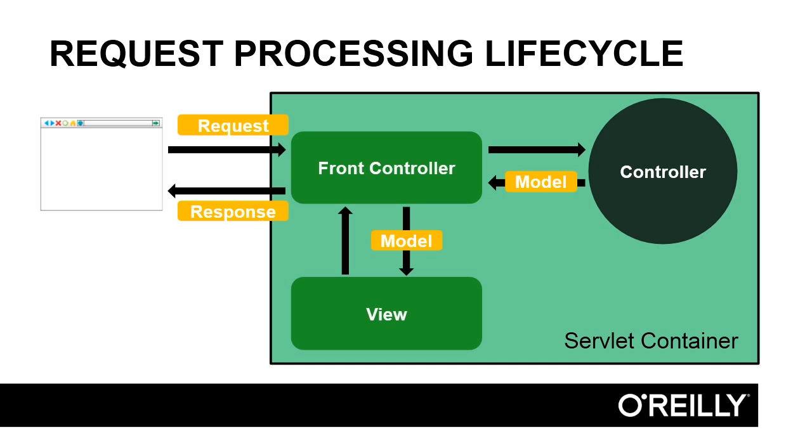What's also neat about the request processing lifecycle is there are different points where you can add custom objects into the lifecycle. You can do things like manipulate the model. You can change how the front controller determines which controller is selected to handle a particular URL. You can control which view is displayed to the user, and you can customize data binding.